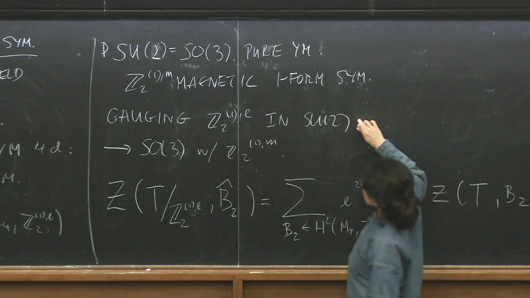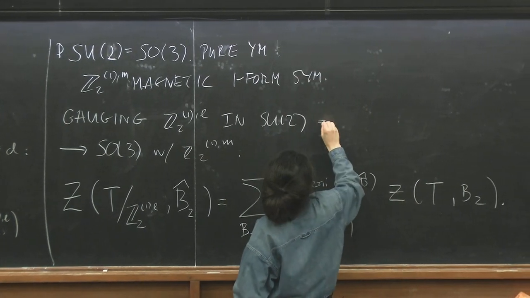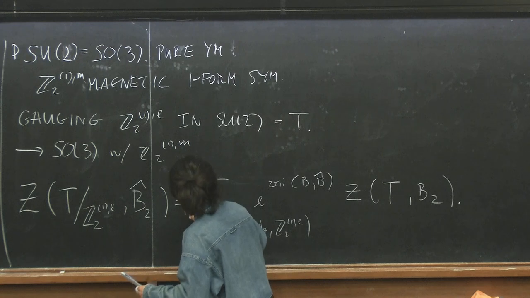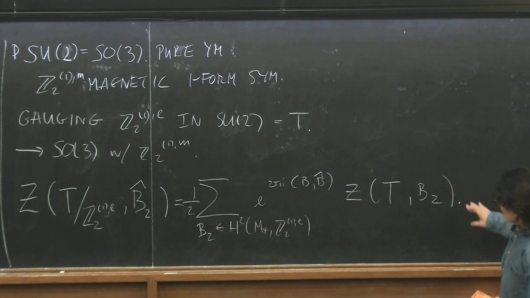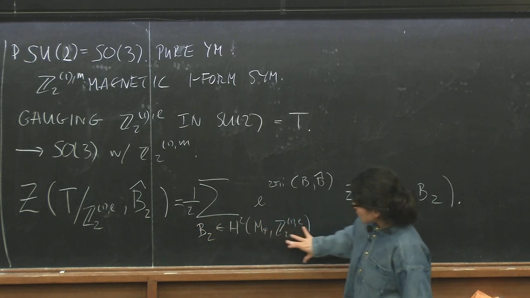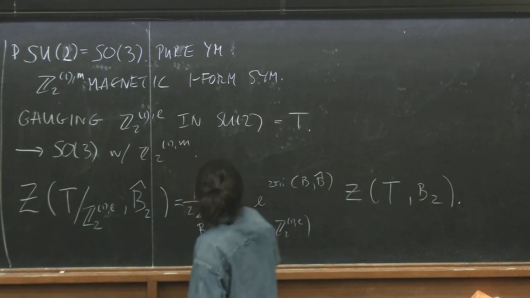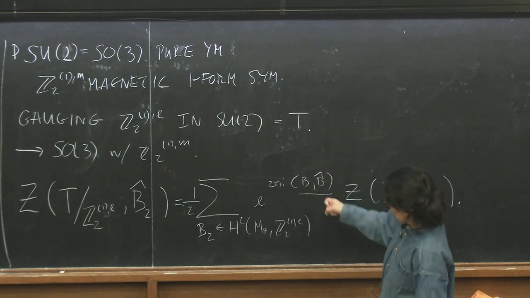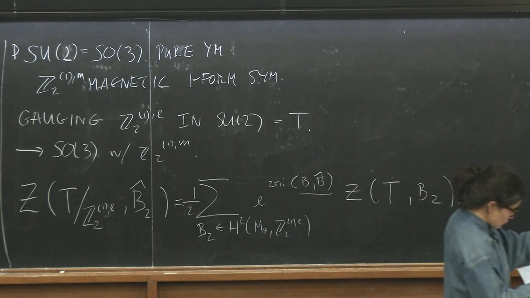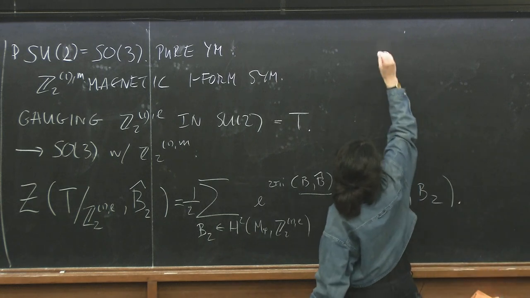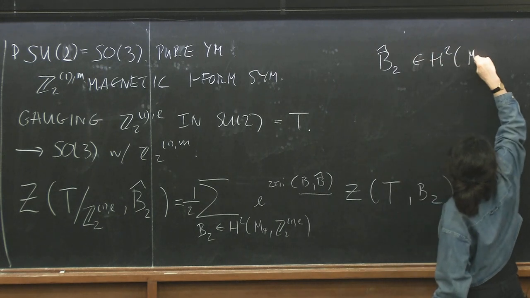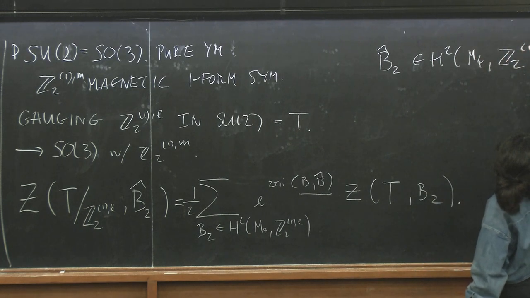Where T here is the SU2 theory. And there's some normalization factor, which is basically the order of the groups, so in this case, a half. If you look at the partition function for the SU2 theory, couple it to this B2 background, and sum over all the allowed configurations, with this weight factor, which I'll explain in a second, this now depends on B hat, and this is then the partition function for the SO3 theory. So what is this B hat? B hat is an element in H2(M4, Z2^(1) magnetic).